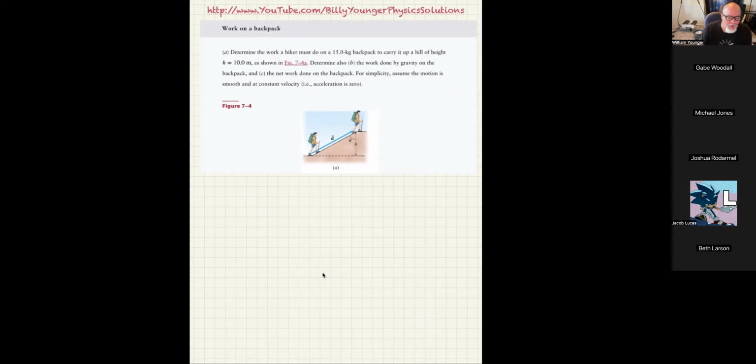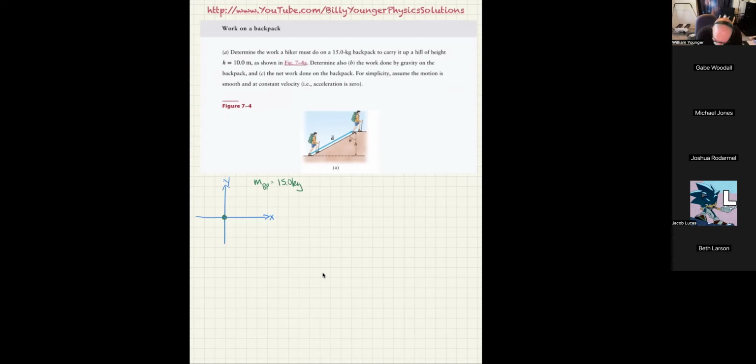So how are we going to do it? Well, we're going to draw a free body diagram for the backpack because that's the thing that has the forces acting on it. I'm going to go ahead and draw a coordinate system like this. This will be my x-axis. This will be my y-axis. The backpack is going to be this little guy right here. And what we know is the mass of the backpack is equal to 15.0 kilograms.